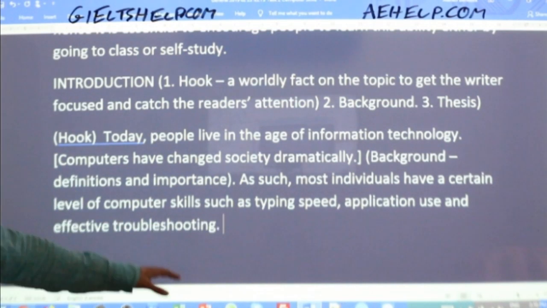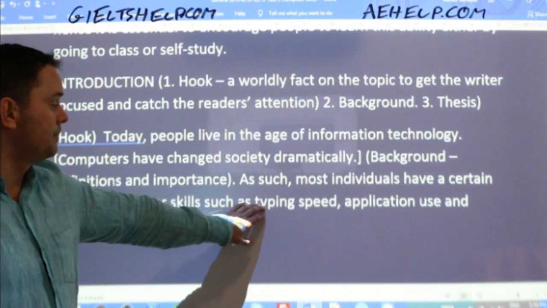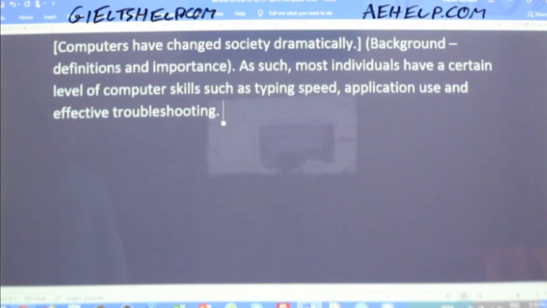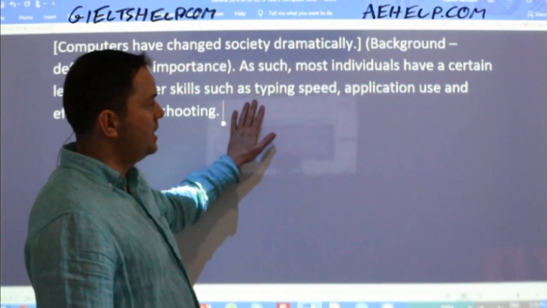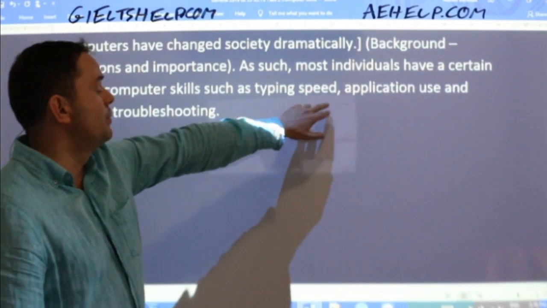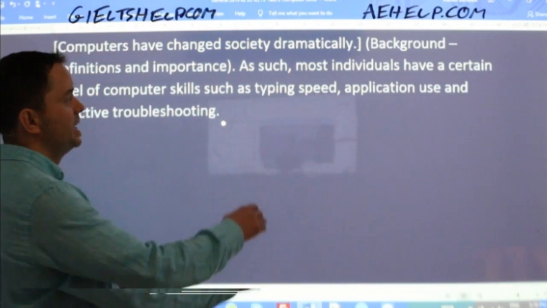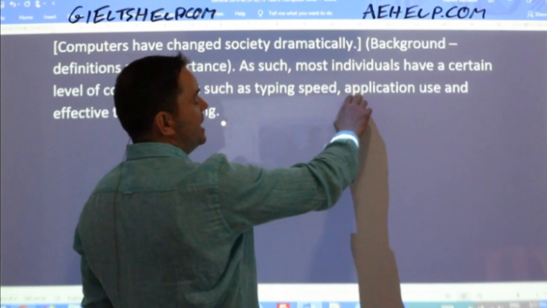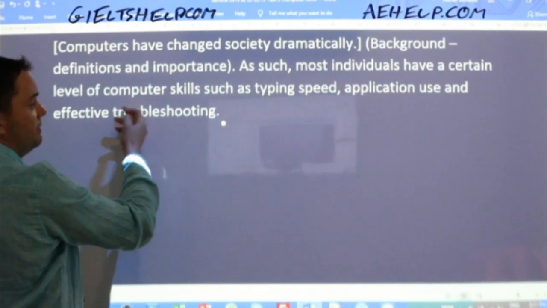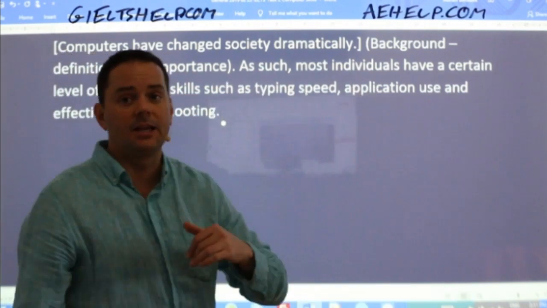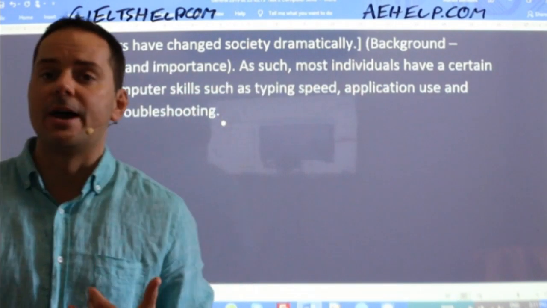Notice how I did a correction there when I was doing this. At first, I just said typing, and then I said application use, and then I went back and changed this to typing speed. Okay? That's because I need an adjective noun, adjective noun, adjective noun. You should always have parallel grammar when you're listing. It makes for much, much better reading.